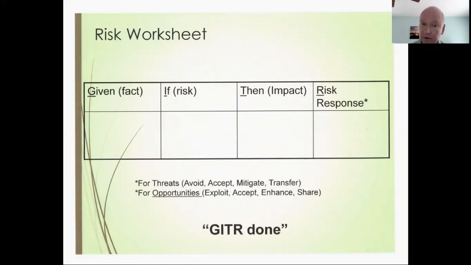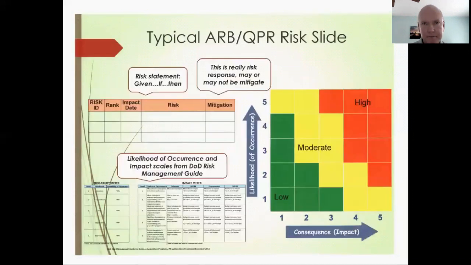But on the flip side, on good risk, there's opportunities. In parallel to those 4, you can exploit it, you can take it, you can use it, you can accept it, let it happen, you can enhance it, make it better, and you can share the goodness with others as well. So those are all risk responses you want to consider when you're doing this, not just mitigate all the time, which is what most people do. And the easy way to remember this, the way I remember it, is use that acronym GET or DONE, GITR, for give and if then, risk response.